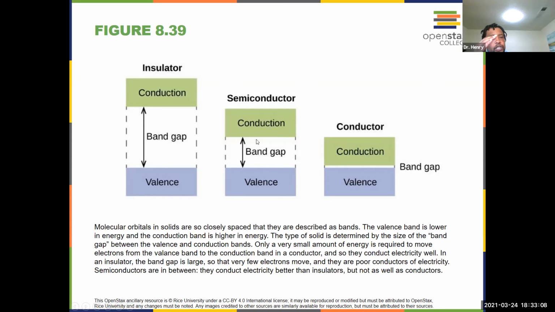If the gap is not as far away between the two, then it's going to be a semiconductor. So with a little bit of energy, it's going to be able to be pushed up and it's going to be able to conduct. With conductors, there's no gap, so there's no energy gap. So the electrons are able to flow into that conduction level.